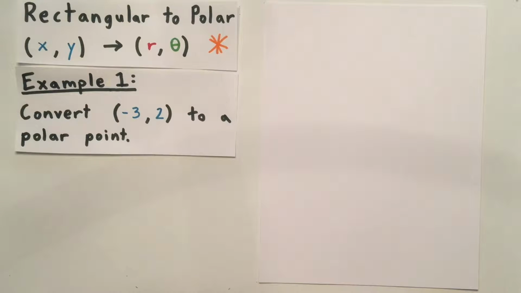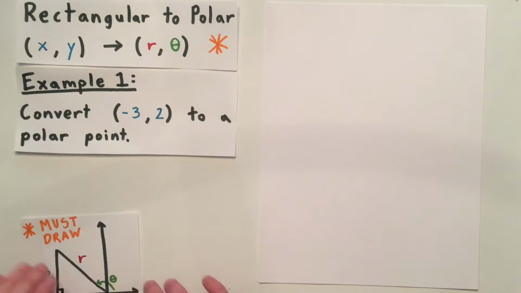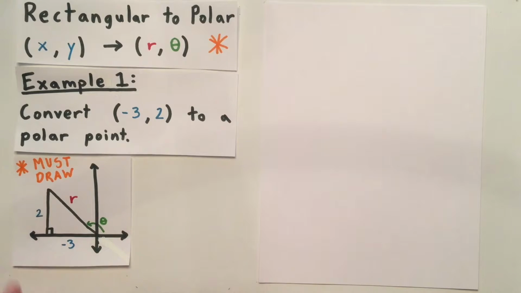Example 1. Convert (-3, 2) to a polar point. It is extremely important that you do a rough sketch of the point whenever you convert from rectangular to polar. You'll see why at the end of the problem.